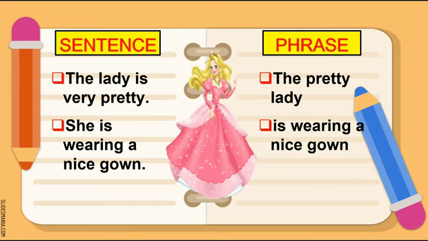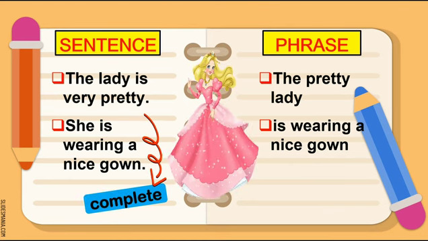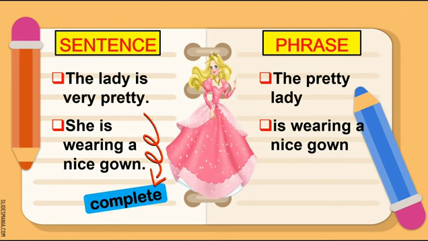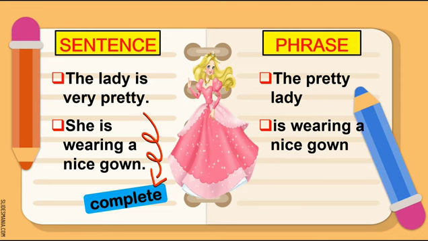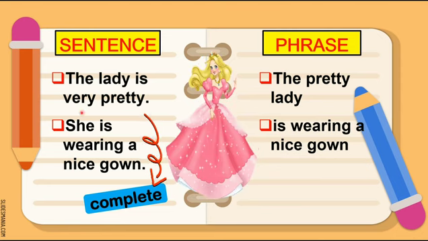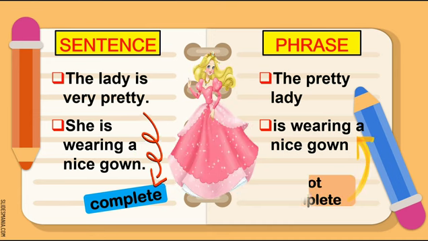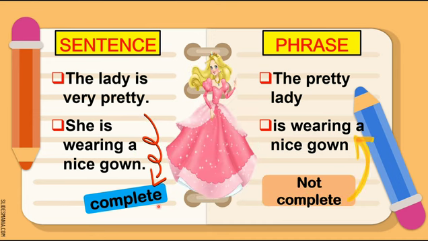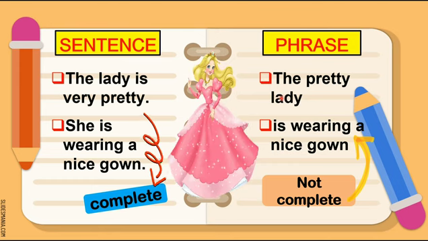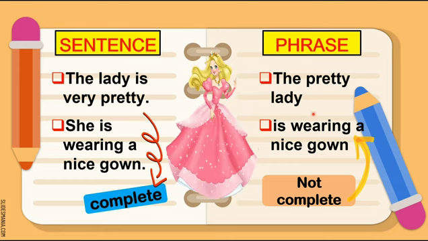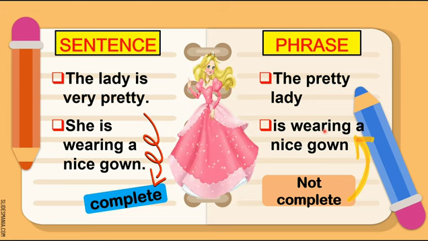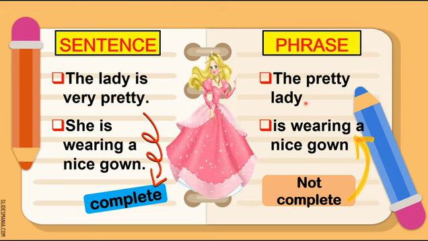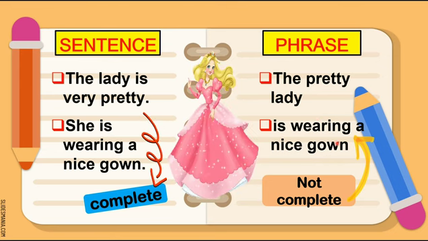So again, when we say sentence, a sentence is a group of words that is complete, and it begins with a capital letter and ends with a punctuation mark. While a phrase is not complete because it either lacks what we call as the subject or the topic in the sentence, or it doesn't have the verb or the words that would tell us what the subject is doing or what the subject is all about. Got it, kids?